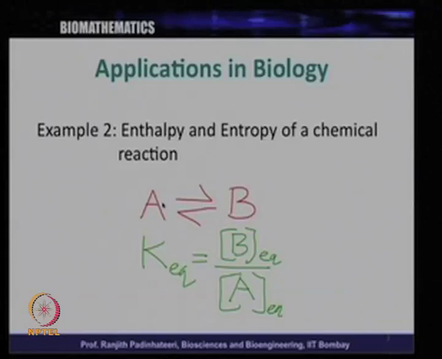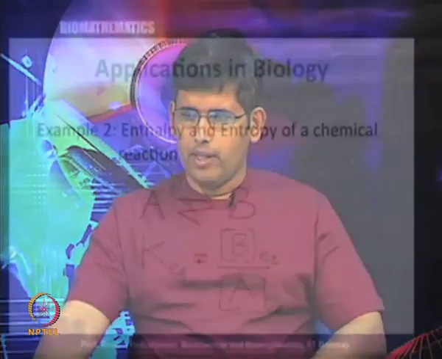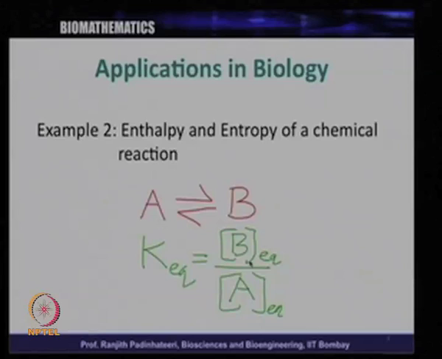What it means is that A is converting to B and B is converting back to A. A and B could be two states of a protein, state A and state B. It could be an enzyme changing something from A to B. It could be anything you can imagine. If you have such a reaction where A goes to B, then you know that the equilibrium constant, K equilibrium, is equal to the concentration of B at equilibrium divided by the concentration of A at equilibrium.